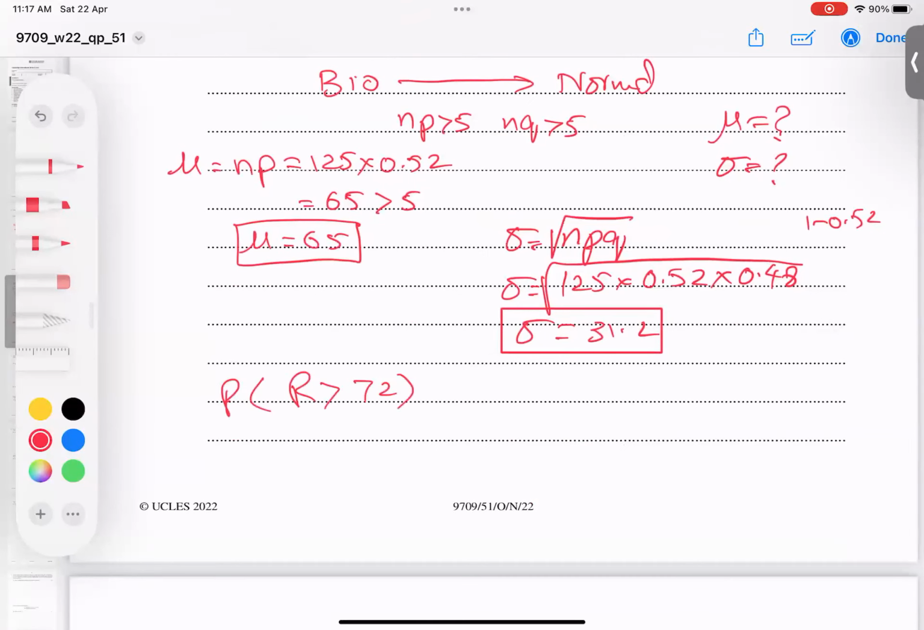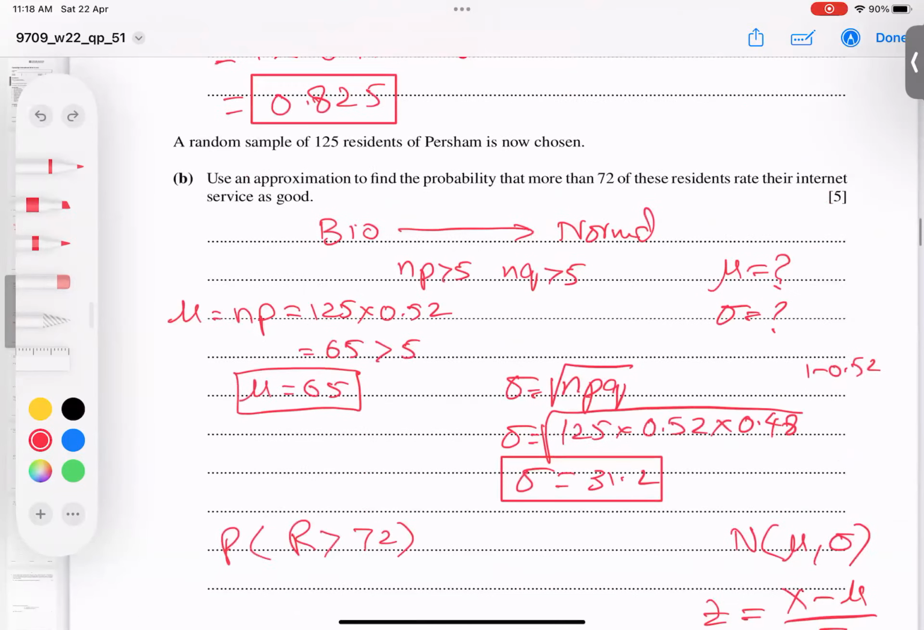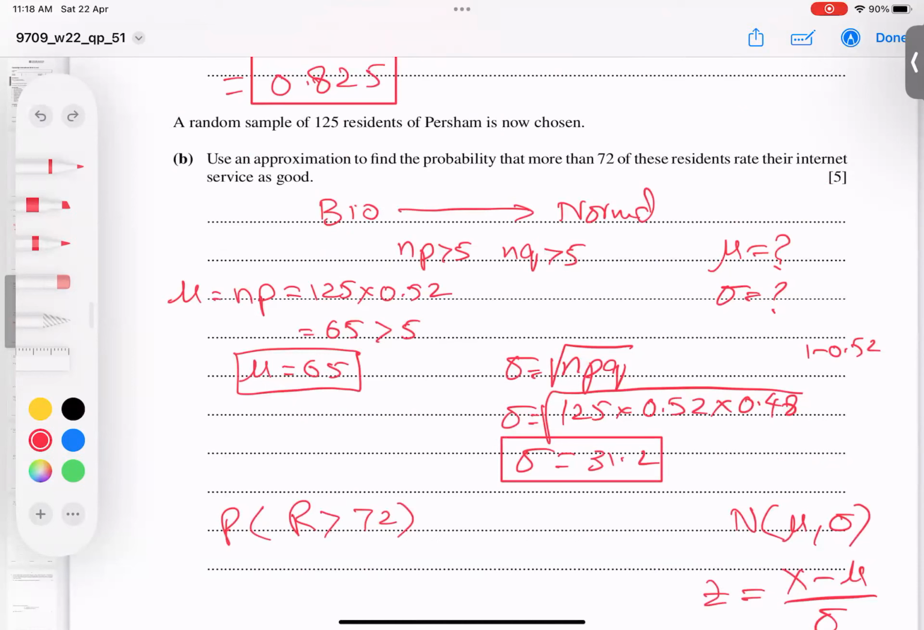But students, whenever we convert to normal form, we have a normal distribution. What is the mean and deviation? And what is the formula? Z equals what formula? X minus mean divided by deviation. So X is this number, mean is this number, which we have, and deviation is this, which we have. So I'm going to apply it now.